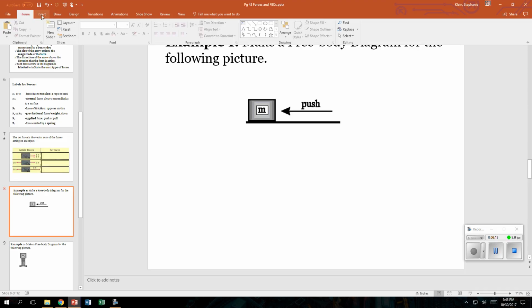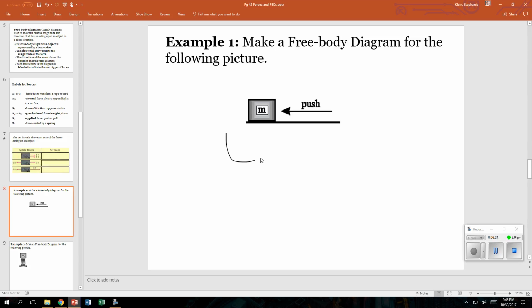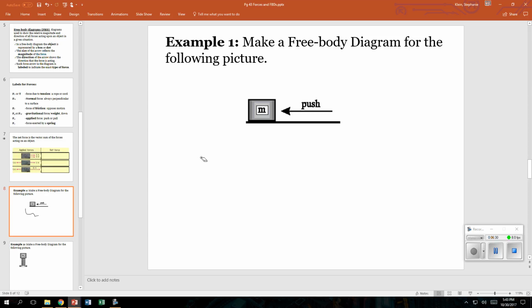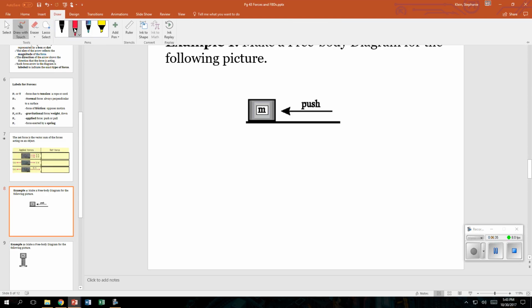Let's see here. Let's draw. Oh, here we go. Okay, that's lovely. Let's erase that. Okay. So I'm going to try to do these in different colors. Now, here I've got to remember all my different types of labeling forces.